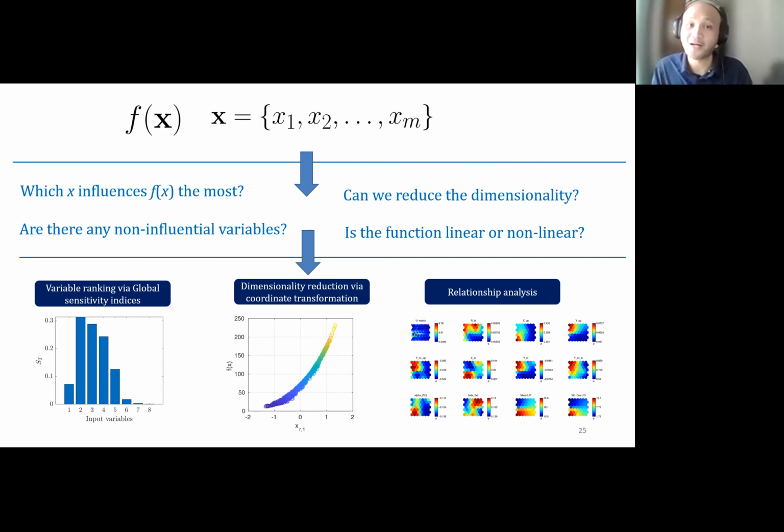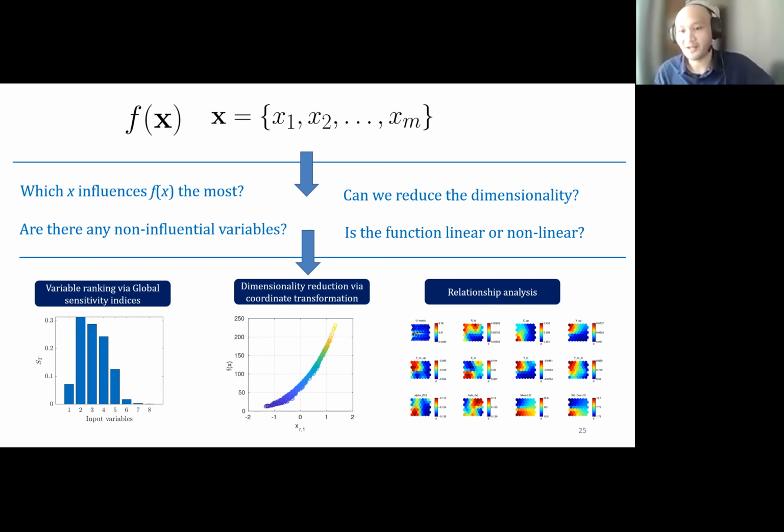For example, we can rank the variables via a global sensitivity index. So by this, I mean that by looking at this bar plot, we can see that some variables are more important than the others. Or we can also do things such as transforming the coordinate or rotating the coordinate. And then you can see in this plot that I think in this problem, it's like an 8-dimensional problem. The figure in the center, I mean, if you smartly rotate the coordinate, then basically the function is effectively a 1 or 2-dimensional problem.